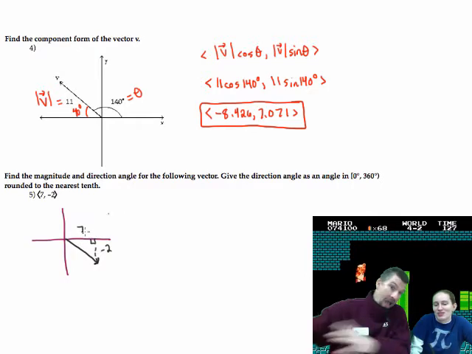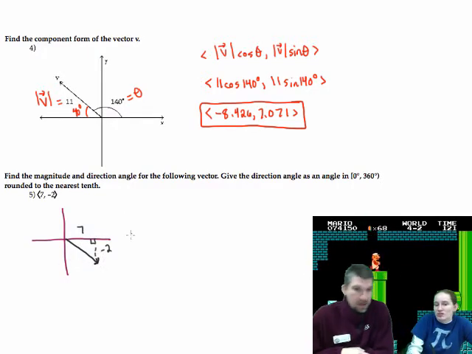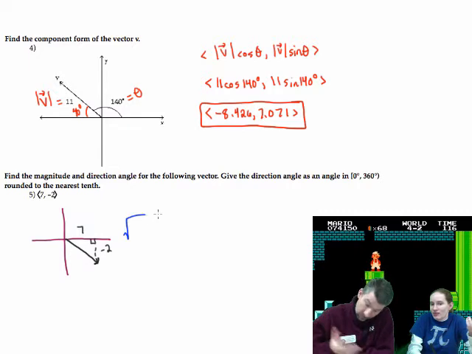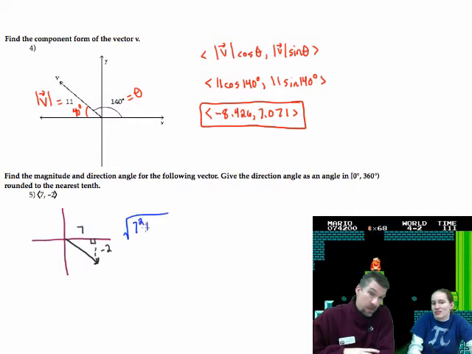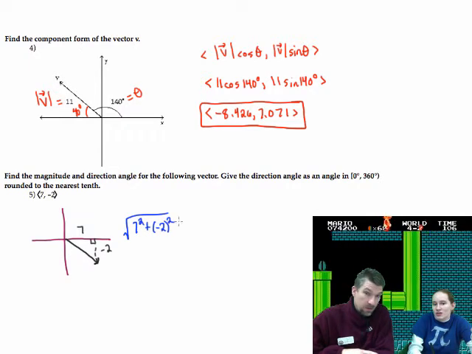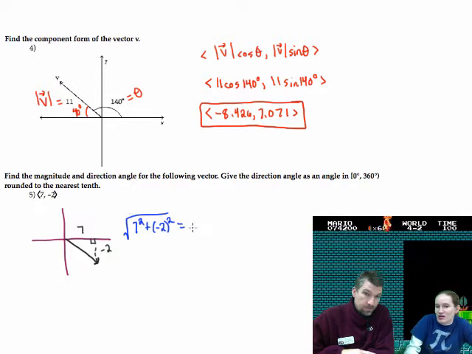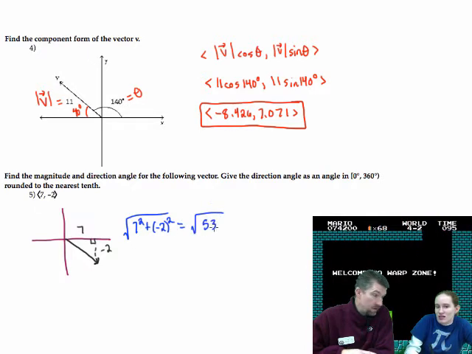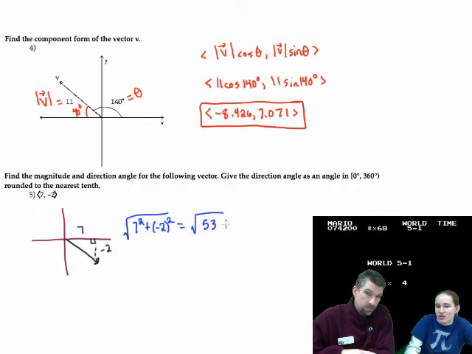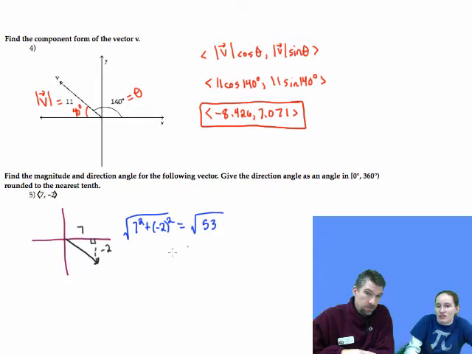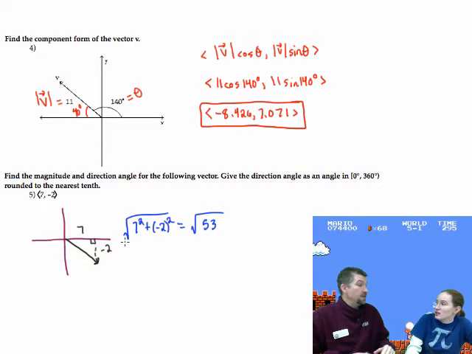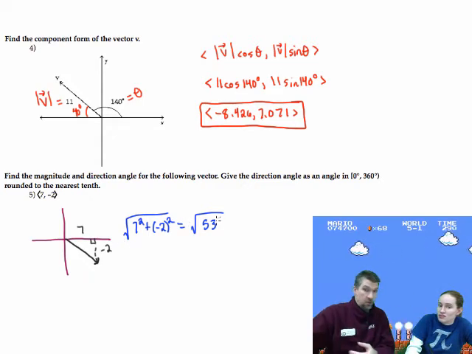Okay, so magnitude. We do have a formula for that, and we've got a right triangle as well. Basically, the Pythagorean Theorem. 49 plus 4, it's 53. Everybody knows that. I think that part has gone pretty well. That's the magnitude of the vector. Find the magnitude. Done.